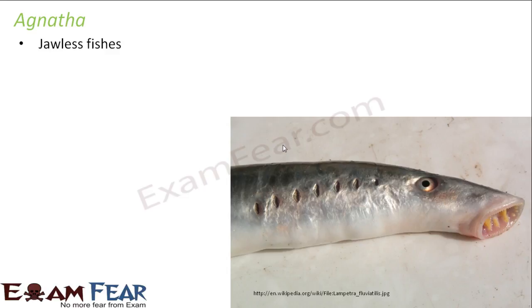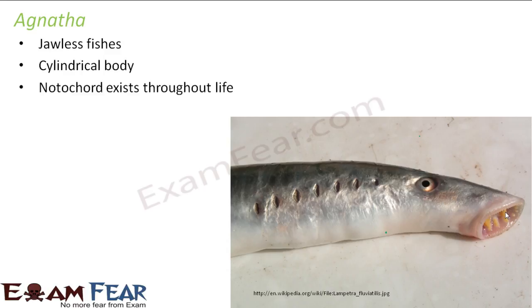Here if you see, there are no jaws. If you look at the mouth part, there are no jaws present. The teeth are present directly on the tongue. These are one of the primitive vertebrates. Even though they look like a fish, they do not have paired fins. They do not have shoulder. They do not have ribs. So all those things are missing in these jawless fishes. They have a cylindrical body. Notochord exists throughout their life. So they have that cord-like structure throughout their life.